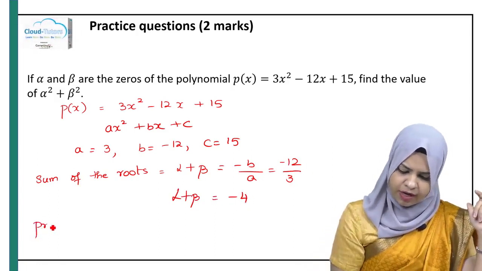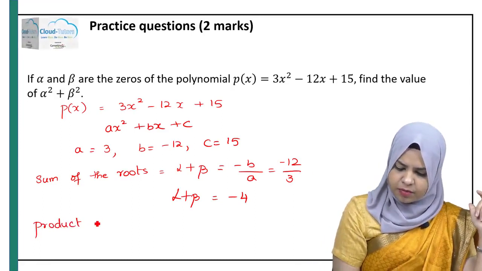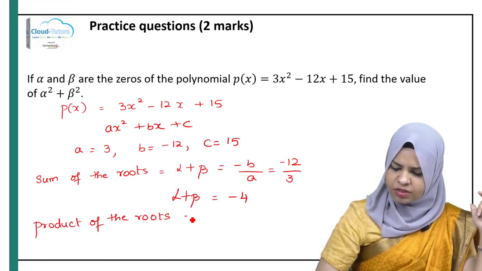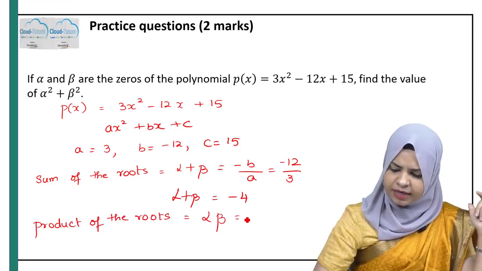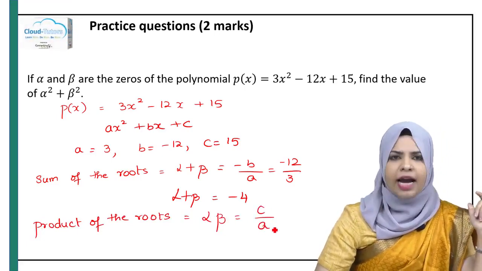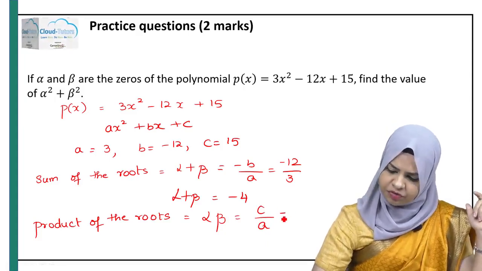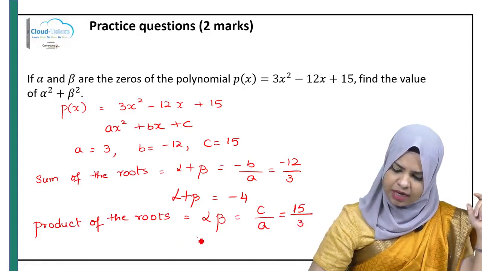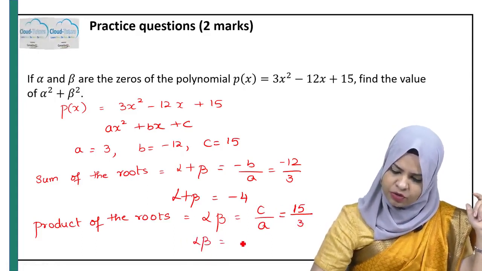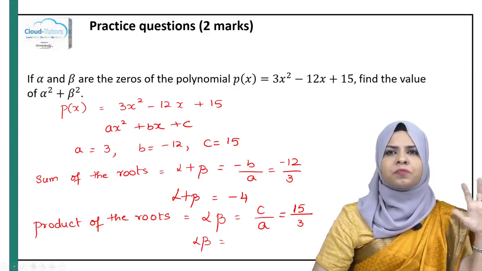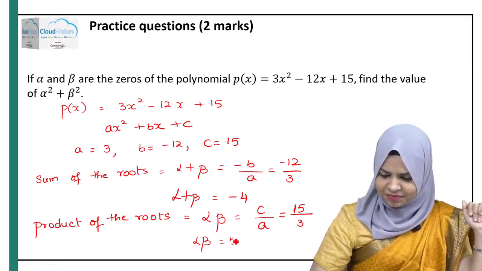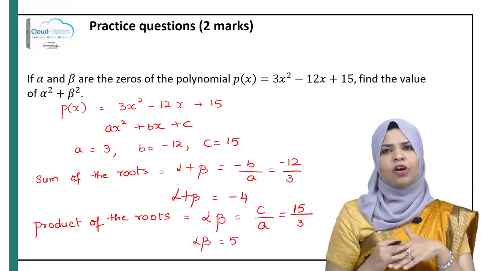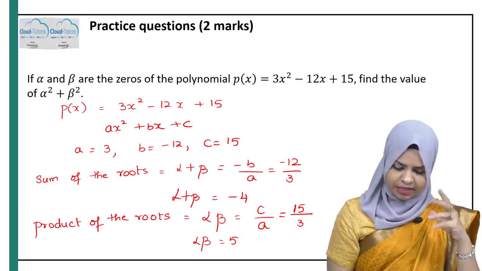Next is product of the roots. So what is the product of the roots? That is equal to alpha beta, and that is equal to c by a. And now what is the value of c here? 15 by 3. So alpha beta is equal to 15 divided by 3 is 5, right? Yes. Now we know the values of alpha plus beta and alpha beta. Now let's find the value of alpha square plus beta square.